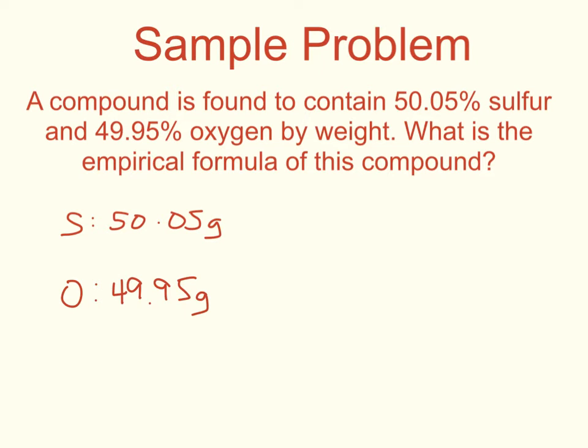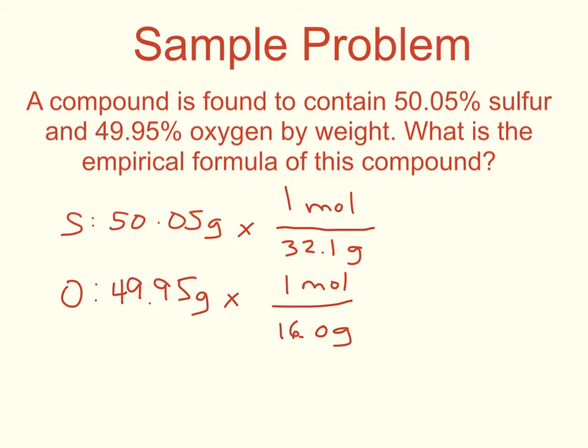To convert from grams to moles, we're going to divide by the atomic mass of the element. Sulfur has an atomic mass of 32.1 grams per 1 mole, and oxygen has an atomic mass of 16 grams per 1 mole. 50.05 divided by 32.1 is 1.56. 49.95 divided by 16 is 3.12.